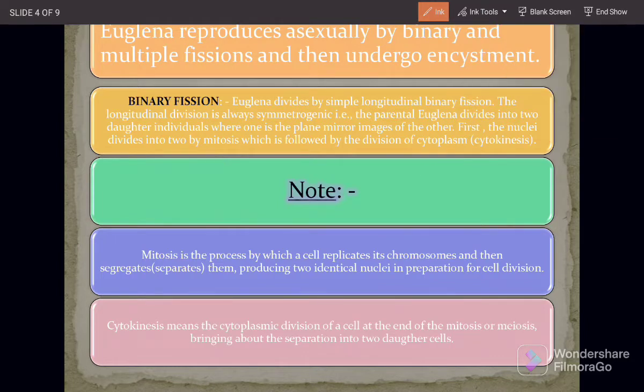Note that mitosis is the process by which a cell replicates its chromosomes and then segregates, meaning separates, them, producing two identical nuclei in preparation for cell division. I hope you understand this. It is in simple language. Mitosis is the process by which a cell replicates its chromosomes, and then segregates them. First the cell replicates its chromosomes, then separates them, producing two identical nuclei in preparation for cell division.